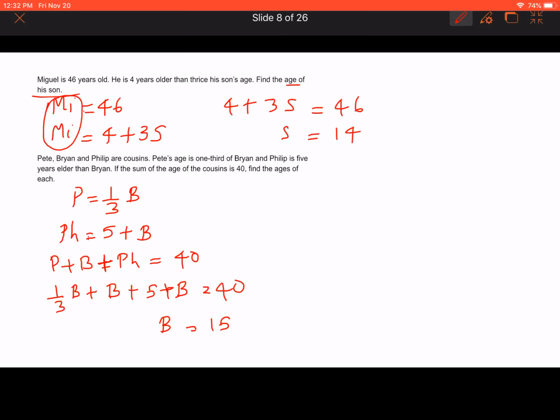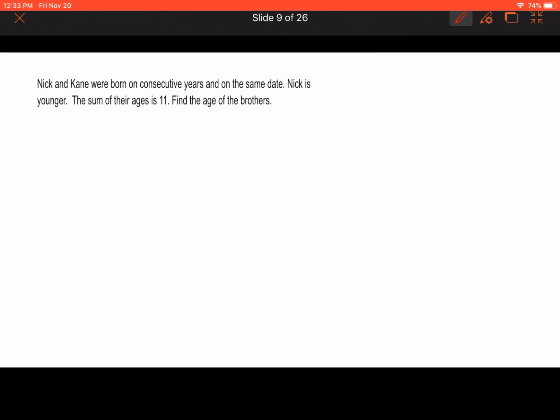Then if the age of Brian is 15, substitute the value of that in Pete, then we will be getting the age of Pete to be 5. And when we substitute the value in this equation, we will find the age of Philip to be 20. Okay, so let's see some more examples.